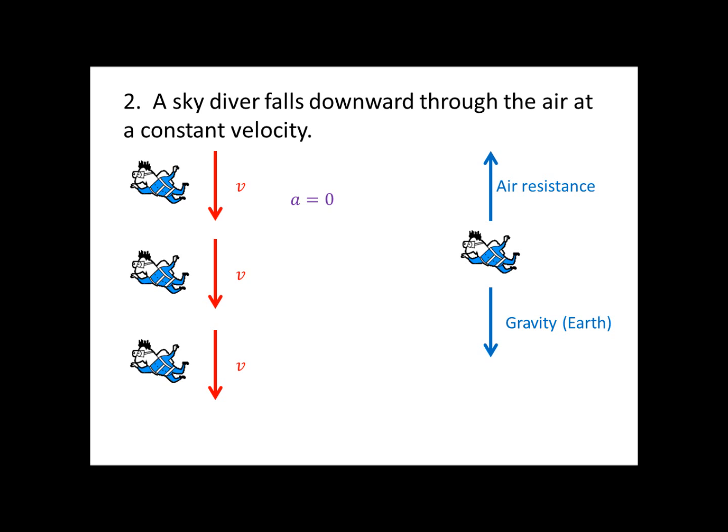That means that the force pulling the skydiver down from gravity, again the agent for that is the Earth, is being totally balanced out by air resistance. Because the two forces are equal, and I've tried to show that with the arrows, the net force acting on this skydiver is zero. Whenever your acceleration equals zero, your net force equals zero.